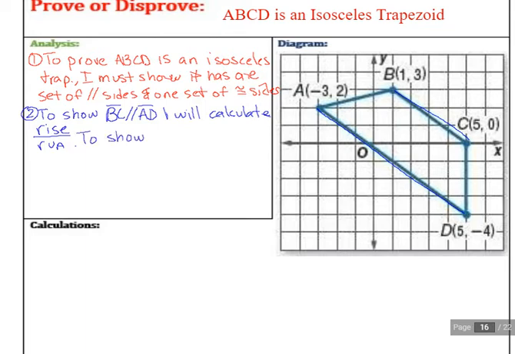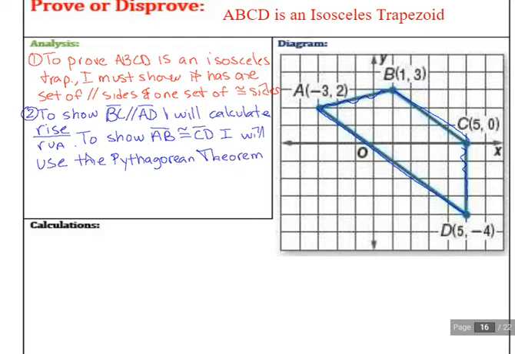I believe the congruent sides are going to be AB and CD. Okay, now that's a length calculation. Now I could use a distance formula as well, but I like the Pythagorean theorem, therefore I'm going to use it.